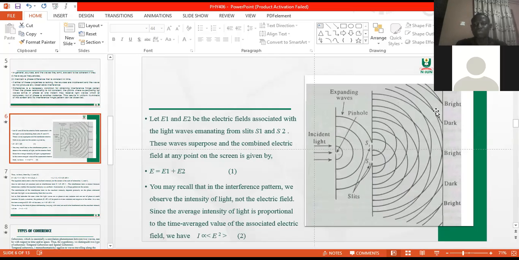Now, the places where we have what is called coherent waves of light are the ones that form bright fringes on the screen. But the places where we have destructive interference, you can see what we have here. They are overlapping each other, so they are forming dark fringes.